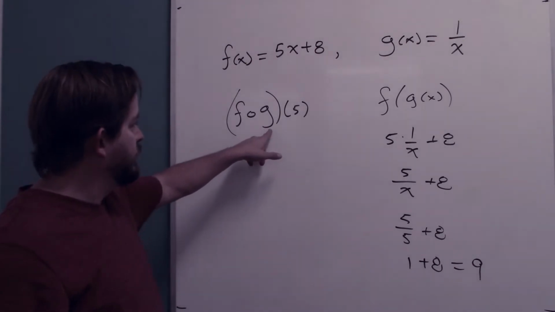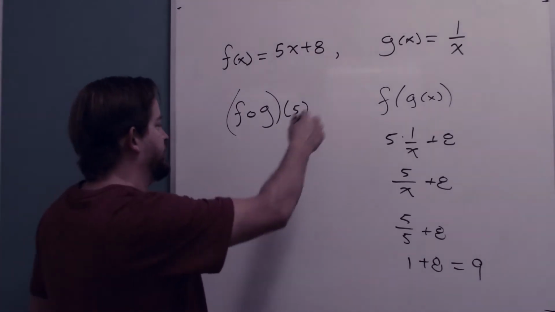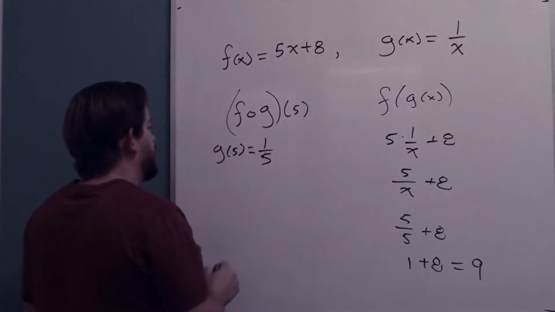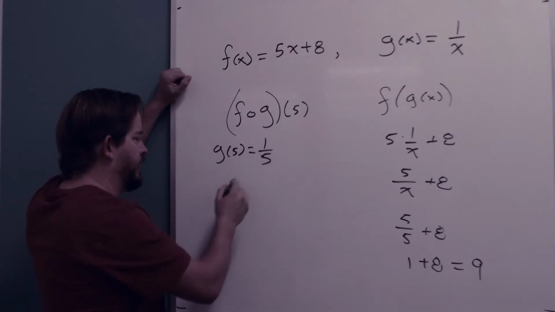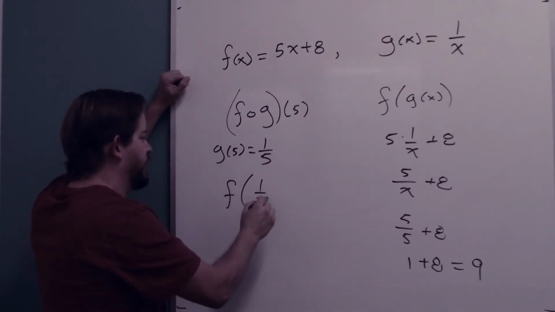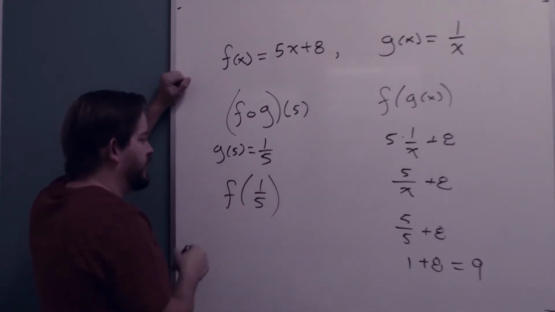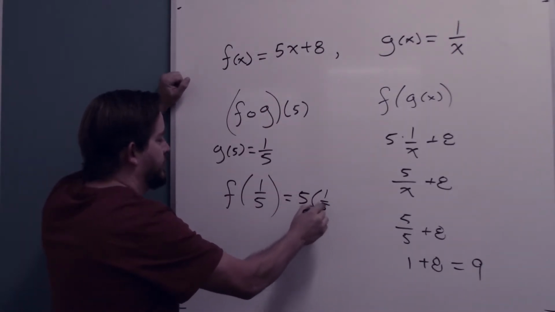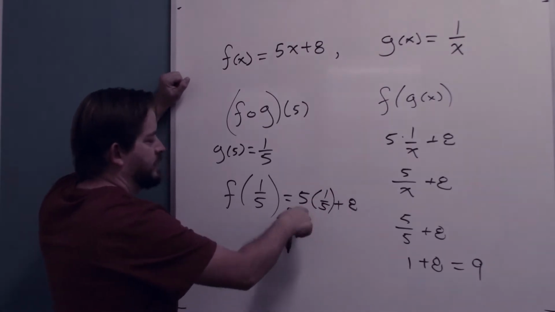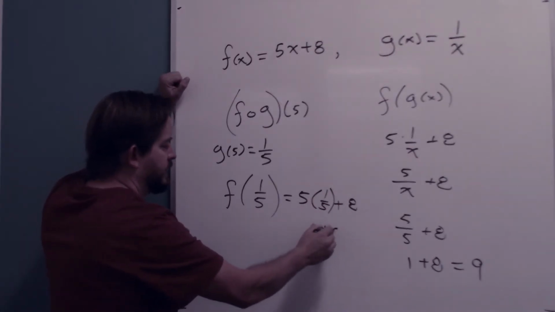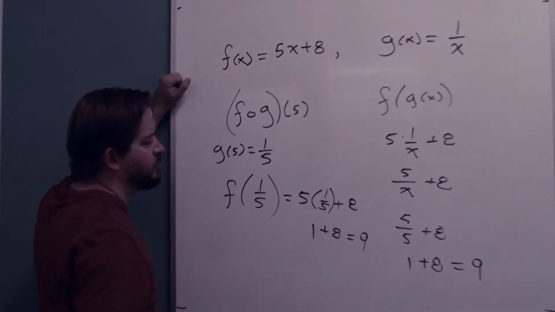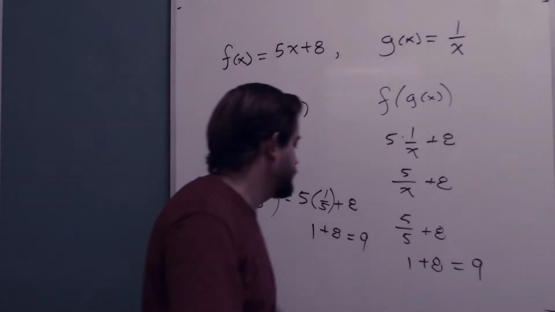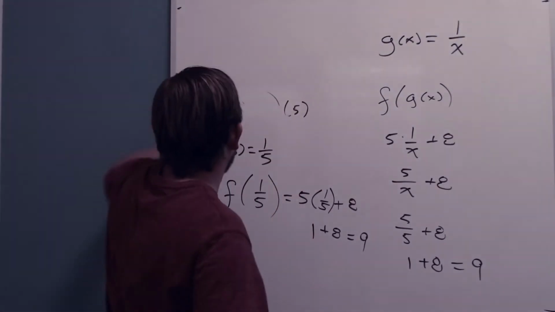Or you can figure out what g of 5 is. G of 5 is 1 over 5. And so then f composed of g at 5 is f of 1 over 5. Because that's g composed of 5. And therefore this is just f of 5 times 1 over 5 plus 8. You can see that 5 times 1 over 5 is still 1, plus 8 is then still 9. So either way you think about it, you get the same result. Good.